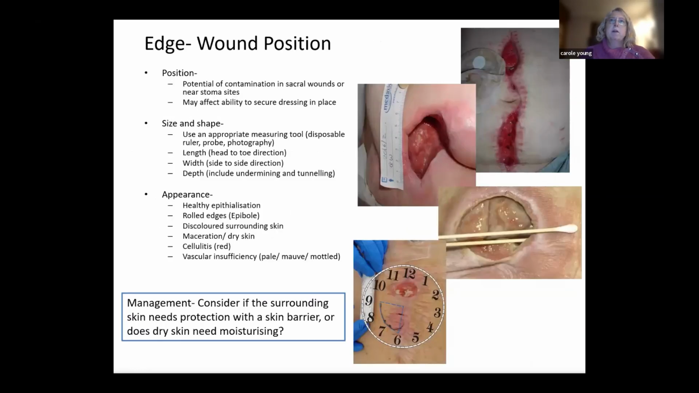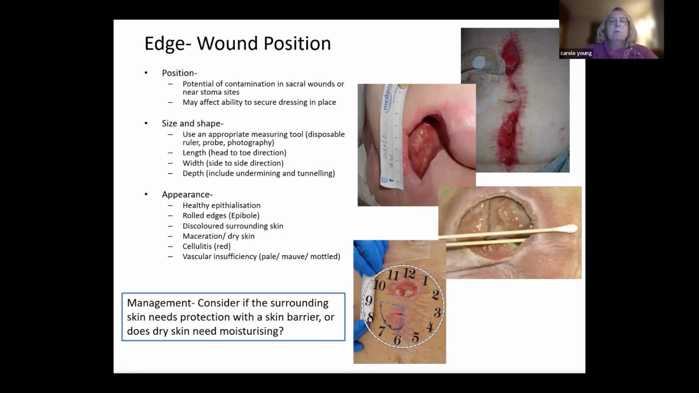And then our next bit of our acronym is our E for EDGE. And in here, I've included a number of things, and some of that is that repair and regeneration as well. Our wound position is really important. We need to know, is there going to be a risk of contamination in sacral wounds or near a stoma site? Is the wound very close to something else like a drain or a stoma? That's going to affect if our dressings can be secured well.